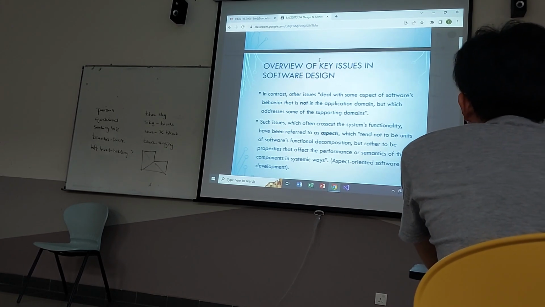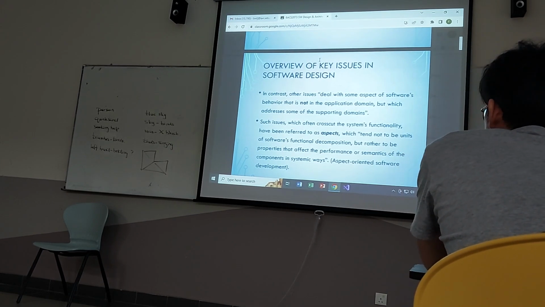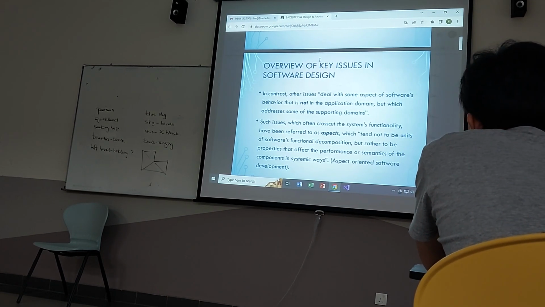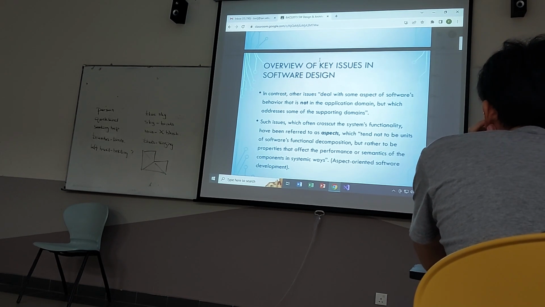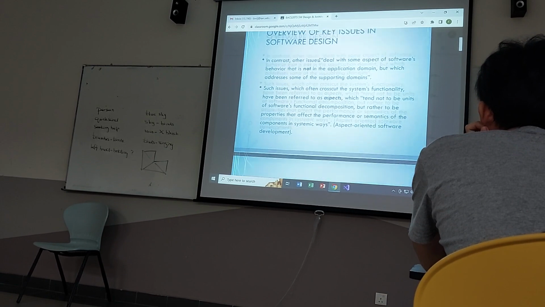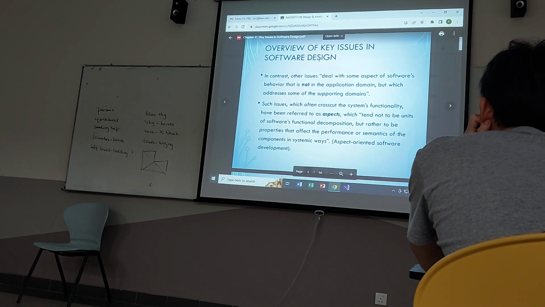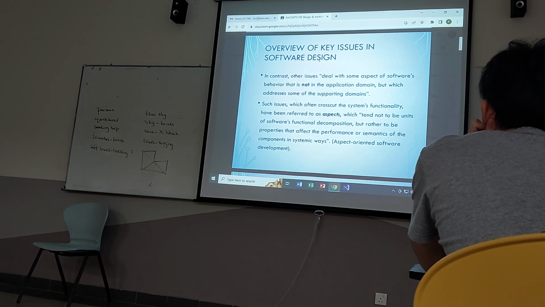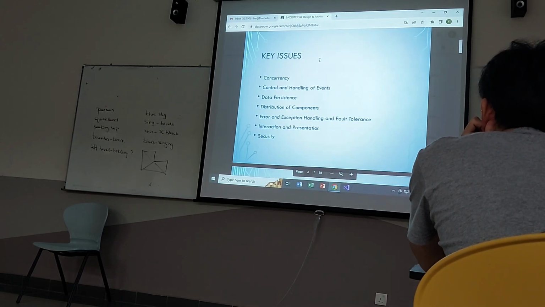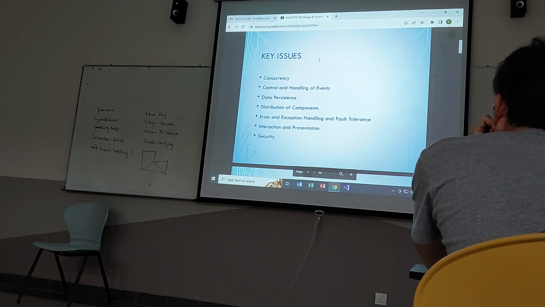Understand? So then you have to be aware of how you are going to design for this issue, and what are the things you need to care about. What are the things you need to consider when you design for this type of issue? This type of issue we call an aspect. And then we have in chapter 3, when we go back to chapter 3, an introduction on aspect-oriented design. So this is what we call the aspect, and the key issue here is concurrency.